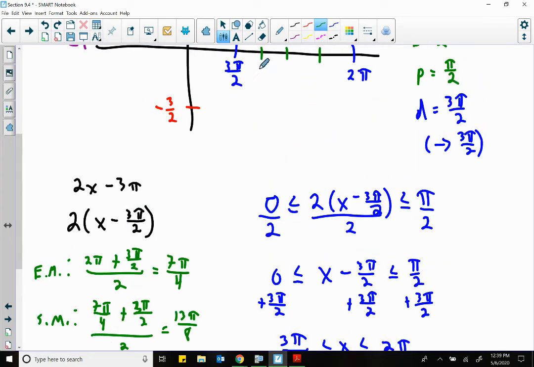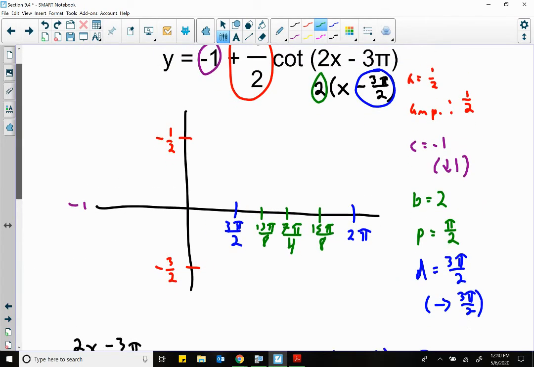So this guy is 13 pi over 8. This one right here is 7 pi over 4. This is 15 pi over 8. All right. Now we're ready to graph.